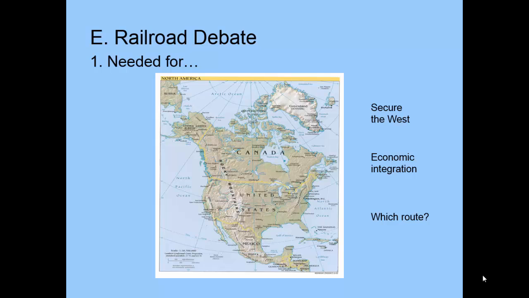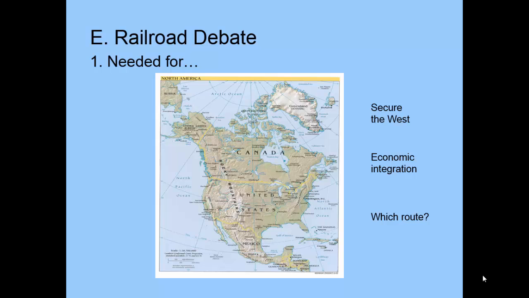Number one, it says need for. Since the United States now has a state way out west in California, and we have all of this land out west, the Mexican cession, we want a railroad, a transcontinental railroad, a railroad across America to connect the east to the west. Now, the reason we need to do this is because we need to secure the West.